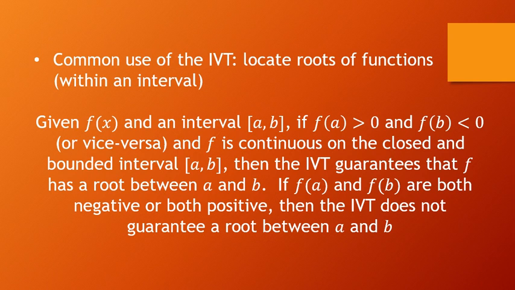So if when you plug your endpoints into your function, you get different signs, you're guaranteed a root. If you get things that are the same sign, then you're not guaranteed a root.